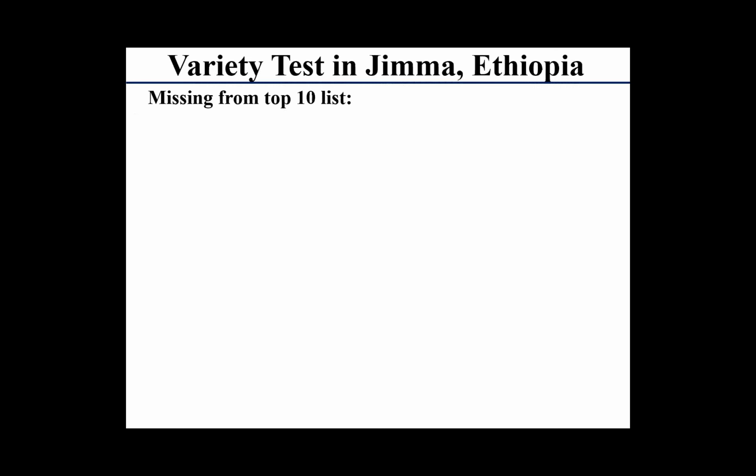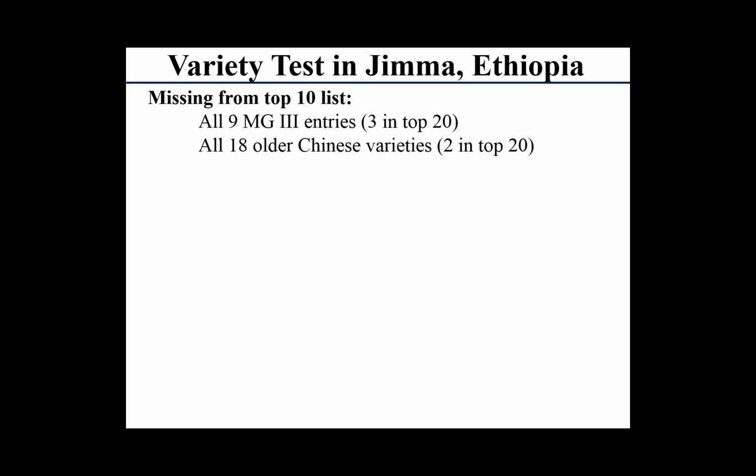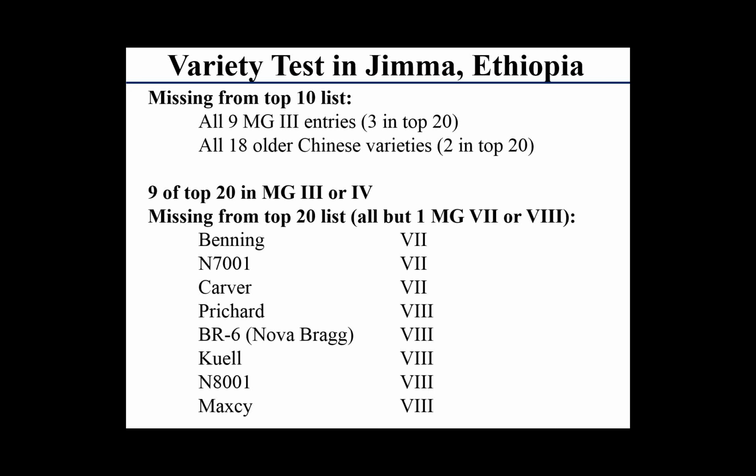Some observations then. Missing from the top 10 list were all of the maturity group 3 entries that we sent, although 3 of them made the top 20. None of the Chinese varieties were in the top 10, although in all fairness, they were considerably older varieties than what we had from the U.S. 9 of the top 20 yielding lines were maturity groups 3 or 4. Again, not what we would expect. And then missing from the top 20 list was all but one of the maturity group 7 and 8 lines, and these are the ones that we had included.